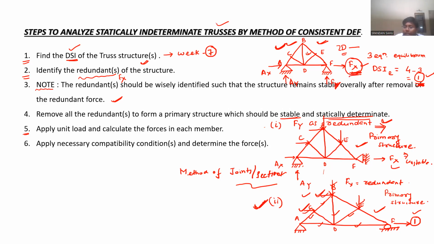So Fx is released or Fx is taken as redundant. So in that direction, you can apply rightward or leftward. That is up to you. It means there will be a change in sign only. But at that joint only, you have to apply that unit load. Once that unit load is applied, you again calculate the forces in each member. Those forces we have discussed while calculating the deflection of joints in truss members. That force system is called the K force system.